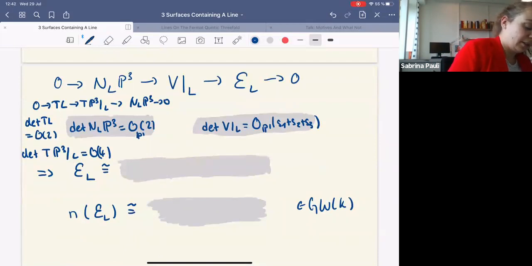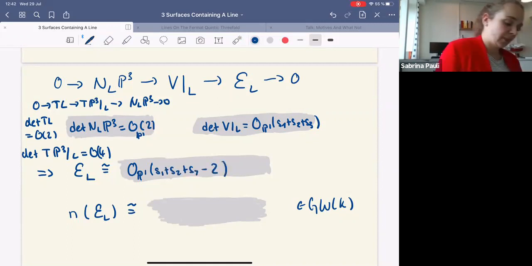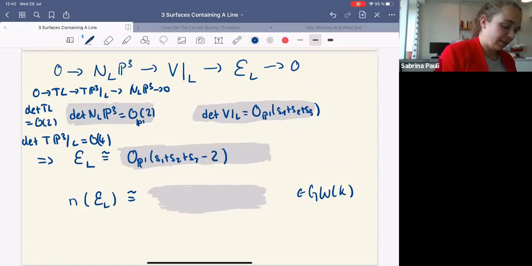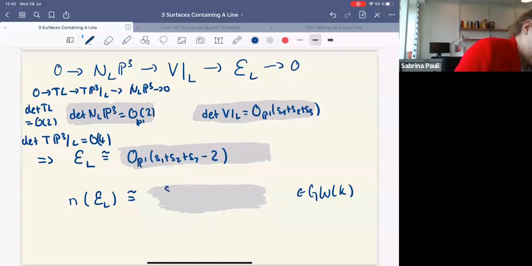And the determinant of V restricted to L is O(S1 plus S2 plus S3). So this excess bundle is equal to its determinant because it's a line bundle if you count the ranks, and you can see that it's O on P1 of S1 plus S2 plus S3 minus 2. And now we can take Stephen McKean's paper again to see what this Euler number should be, because this is again a case of the Bézout theorem. Well, it's S1 plus S2 plus S3 minus 2 over 2.